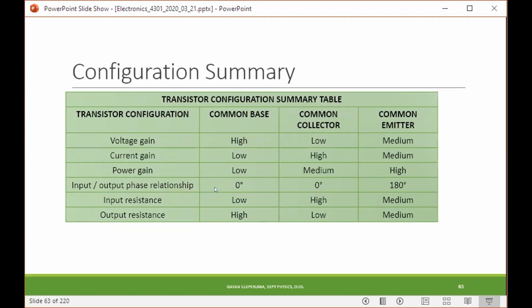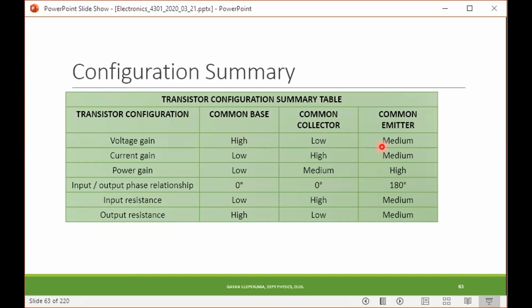Input-output phase relationship. In the common base one, there's no phase difference. Common collector, no. But for the common emitter, you have 180-degree phase difference. So when the input increases, output decreases. When the input decreases, output increases. They move in the opposite directions. So that is why you have the phase difference in it, right?